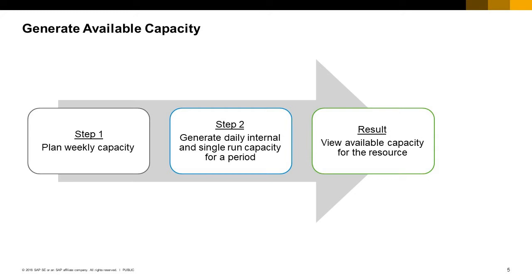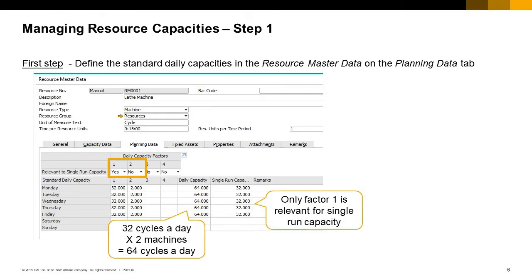You can plan capacities for your resources on the Planning Data tab of each Resource Master Data record. These capacities are defined on a daily basis. 4 factors are available and you can set them for each day of the week. These factors allow easier definition of capacities of a specific resource. A factor can be used, for example, to represent the number of working hours in one shift, the number of shifts in the specific day, or the number of machines, resources.